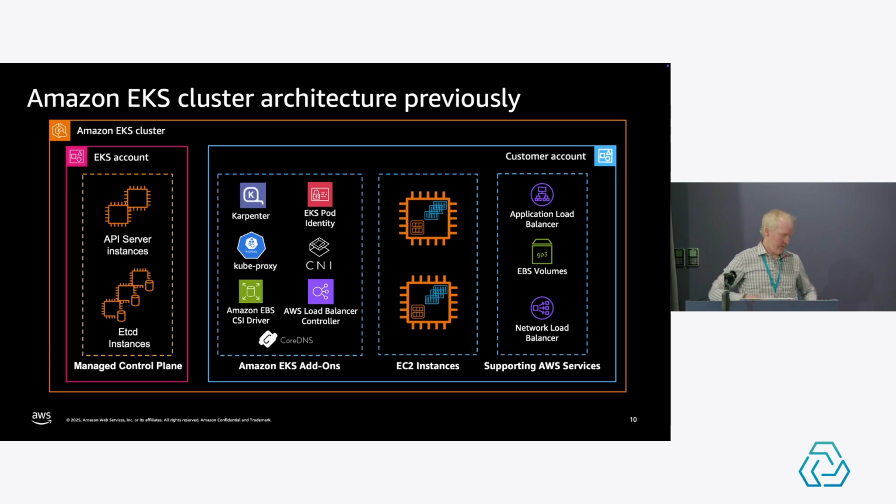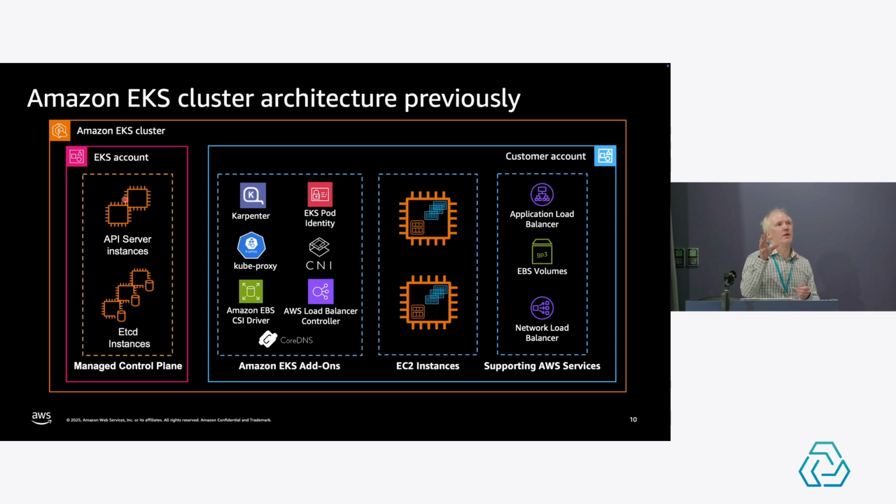So this is the EKS architecture prior to the launch of EKS Auto Mode. On the left-hand side, we see the managed control plane in the pink box up here. Let me highlight that. We manage the control plane across multiple AZs, and we expose that to you via an API.